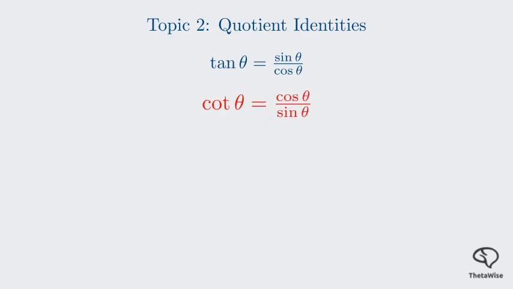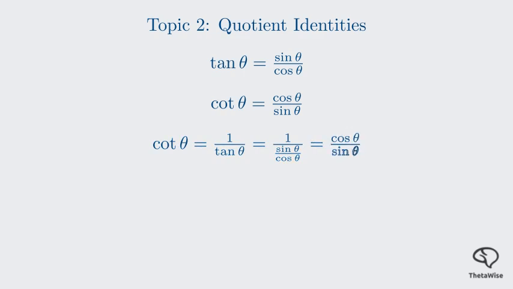Notice how the second identity, for cotangent, is just the reciprocal of the first one, for tangent. This makes perfect sense, right? Because we already learned that tangent and cotangent are reciprocals of each other. So if tangent is sine over cosine, then cotangent must be cosine over sine. It all connects. Let's apply this with a couple of examples.